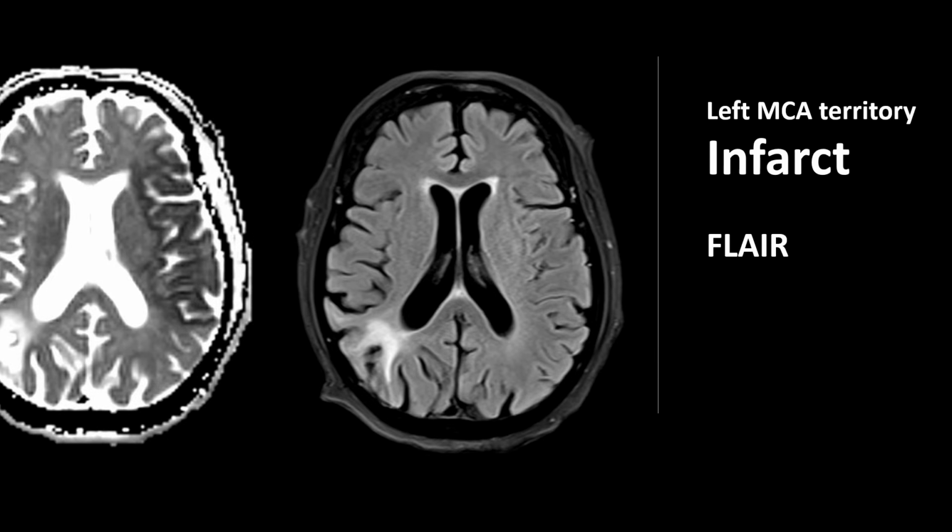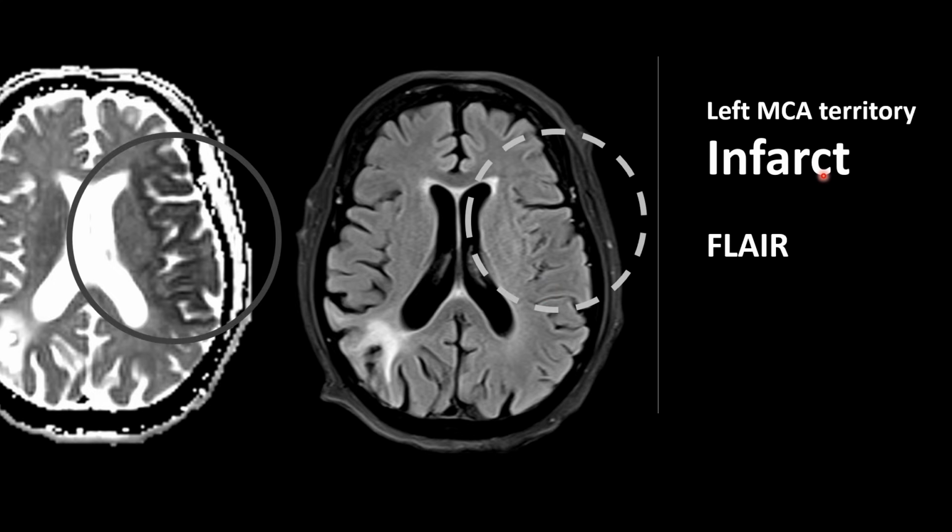Then we see the FLAIR sequence, and we need to see whether the infarct that we see on DWI and ADC can be seen on FLAIR or not. Here we cannot see this infarct on FLAIR, so this is a FLAIR negative infarct, which means that the onset of this stroke is within 6 hours. That is the importance of the FLAIR sequence.